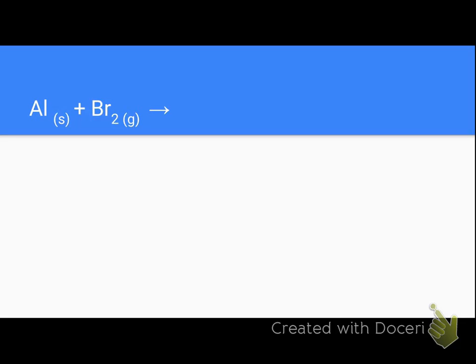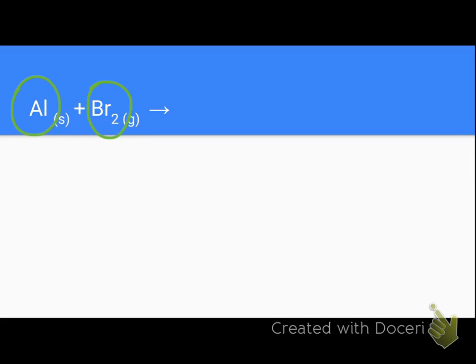Aluminum plus bromine. How many reactants do I have? I have 2. 1, 2. Is there anything that can switch places here? No. The aluminum is by itself. The bromine is by itself.